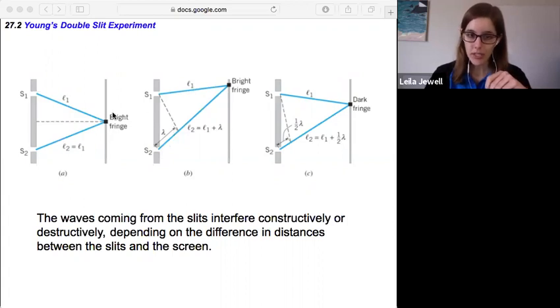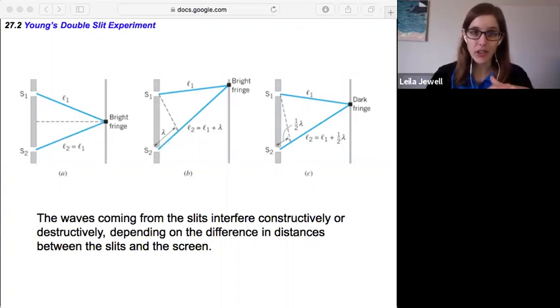And in between this middle bright fringe and the one off to the side here, there's a point where L2 is exactly half a wavelength longer than L1, and that will produce a dark fringe, a place where there's somehow no light, even though there's a bright spot on either side of it.